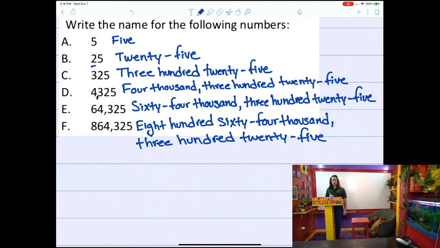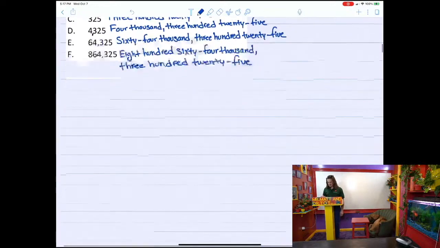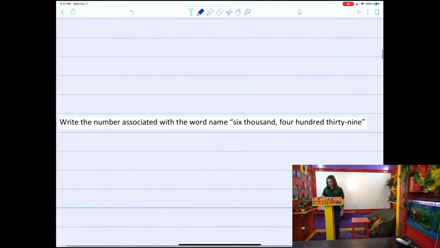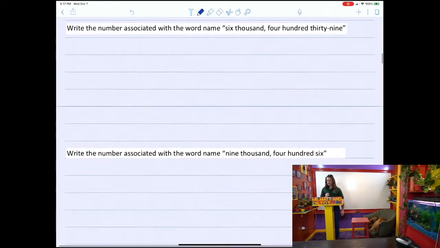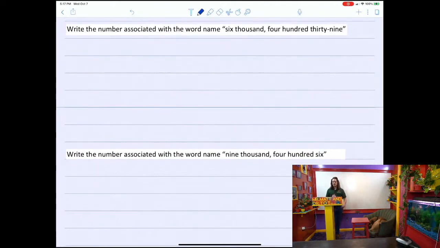Okay, if there's any questions, please let me know in the live chat function, or if you're watching the recording, feel free to comment below. Otherwise, let's take a look at the next problems here. I would like you to write the number associated with the word name of these two numbers. So I'm going to give you 2 minutes, and then we'll go through.